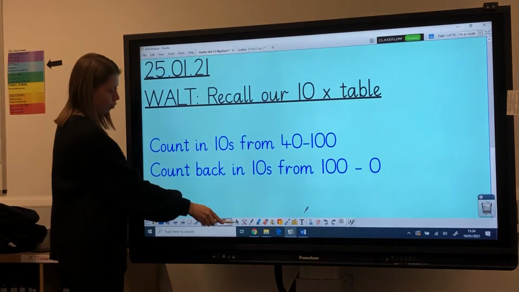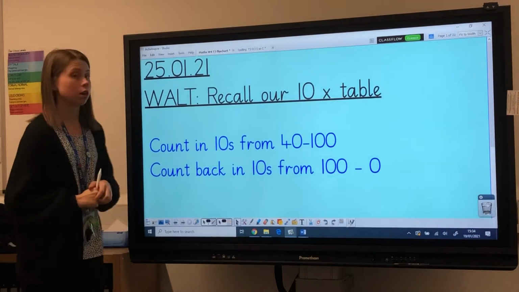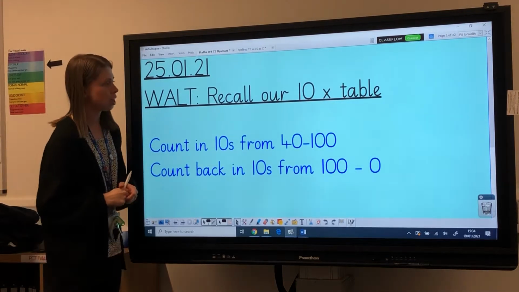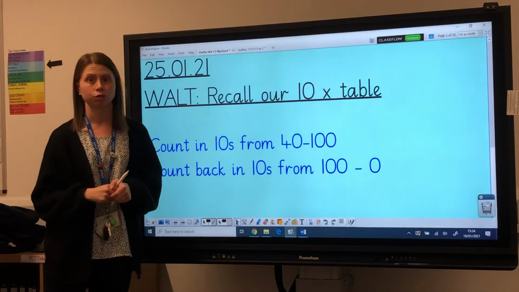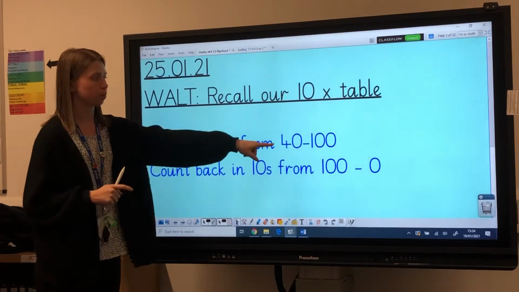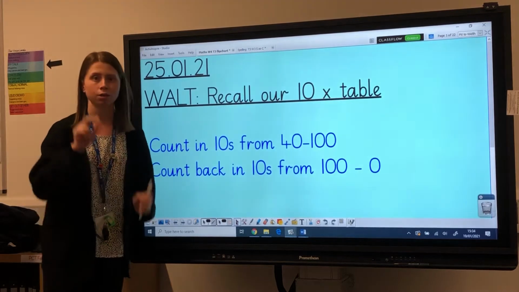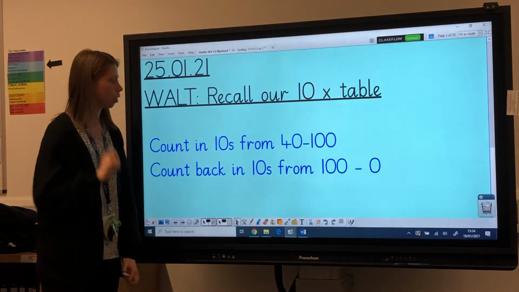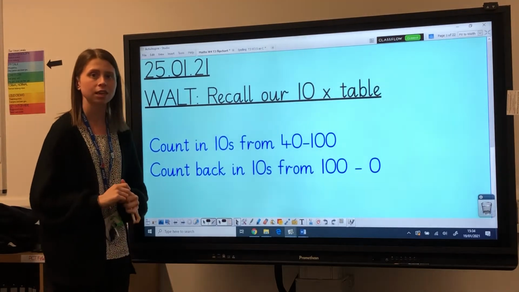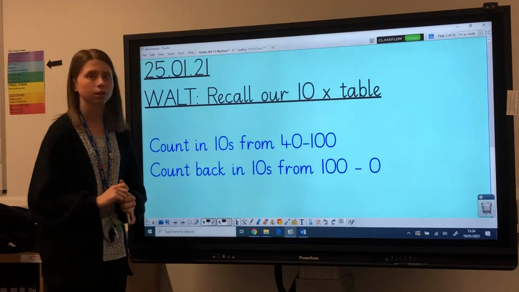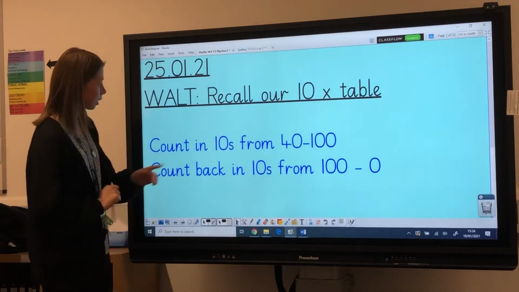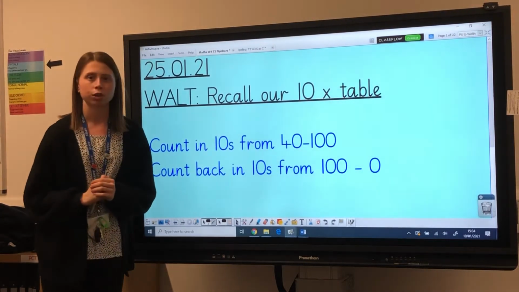So we have got a starter, and our first job is to count in tens from 40 all the way to 100. After 3, we're going to do that together. So we're starting from the number 40 and we're stopping on 100. You ready? 3, 2, 1. 40, 50, 60, 70, 80, 90, 100. Brilliant.